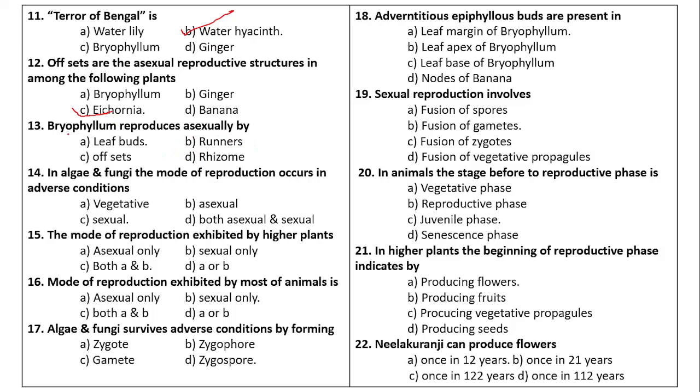In the case of Bryophyllum, the reproduction will take place with the help of leaf buds. The important nature of Bryophyllum is that reproduction takes place by means of leaf buds.